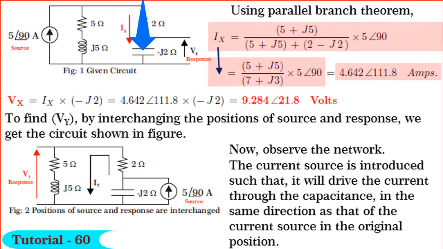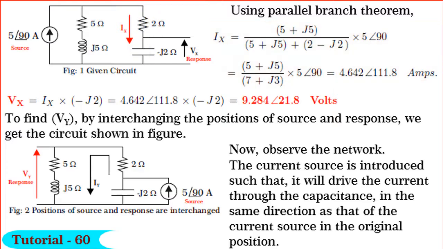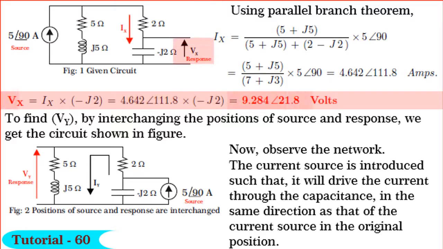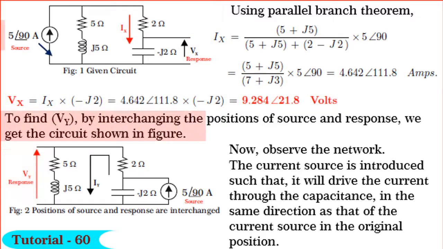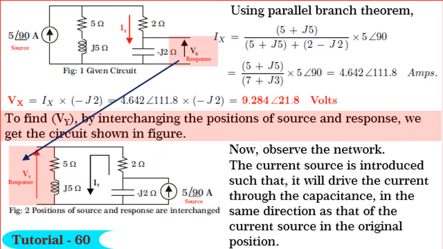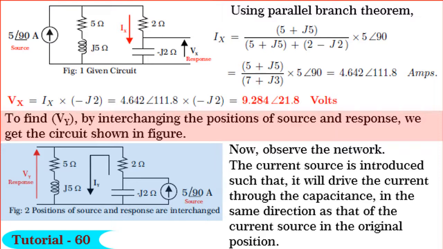4.642 angle 111.8 amperes. Therefore, Vx is equal to Ix into minus J2. By substituting the values and solving, we get Vx is equal to 9.284 angle 21.8 volts. Friends, to find Vy, by interchanging the positions of the source and the response, we get the circuit shown in figure.